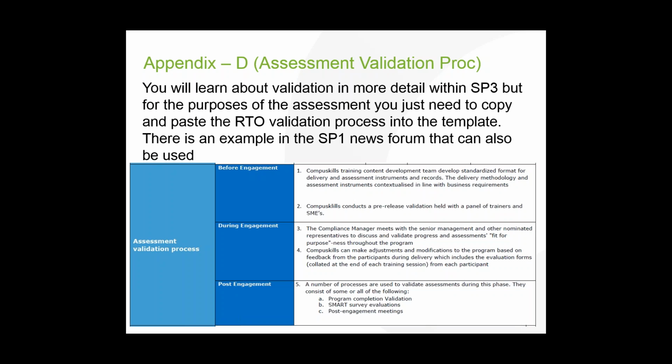Then in Appendix D, there is a section called assessment validation process. First of all, you will learn about validation in more detail within study period 3. But we are asking you to write something about assessment validation in study period 1. So for the purpose of this assessment, you just need to copy and paste the RTO validation process into the template. And that's an example. Copy and paste this information in your learning program, which is Appendix D.